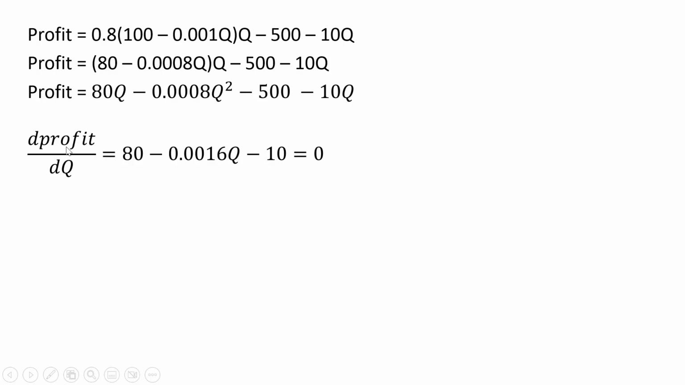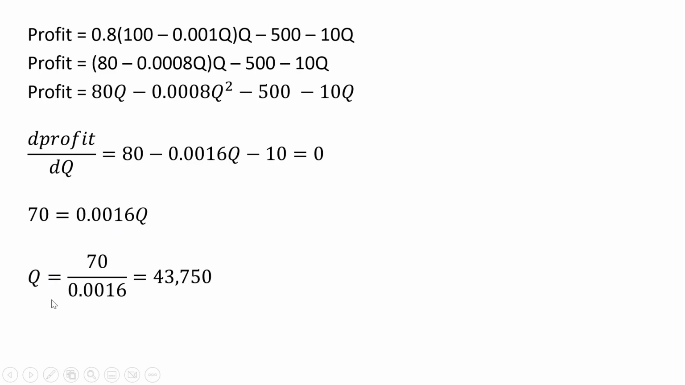We're going to take the derivative of the profit equation with respect to Q, the quantity of textbooks, and we get back this result right here. We're maximizing, so we're setting the derivative here equal to 0. And now we're going to solve for Q. So 80 minus 10 is 70. Little division here. And we get the profit maximizing number of textbooks of almost 44,000.